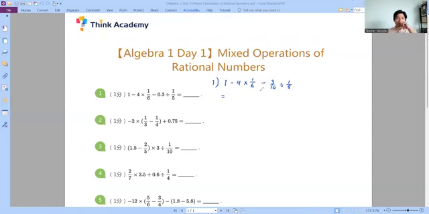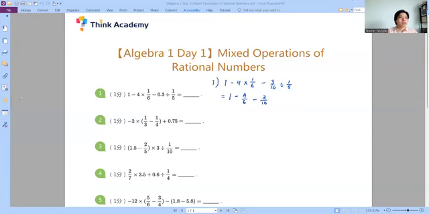First let's work out which operation we should do first. Of course, the multiplication and division takes priority over subtraction, and I need to do my operations with the same priority from left to right. So let me do this multiplication first. I'll rewrite the 1, and here I'll need to minus 4 times 1 out of 6. Well, this is just going to be 4 out of 6.